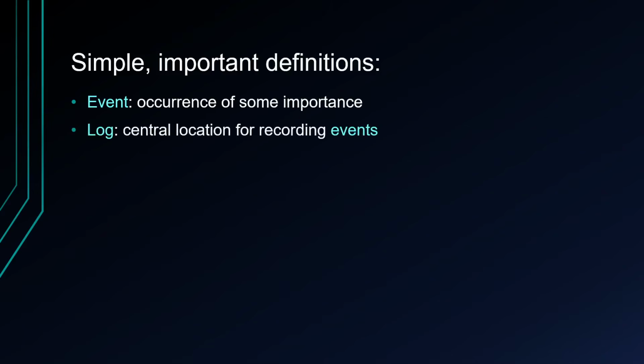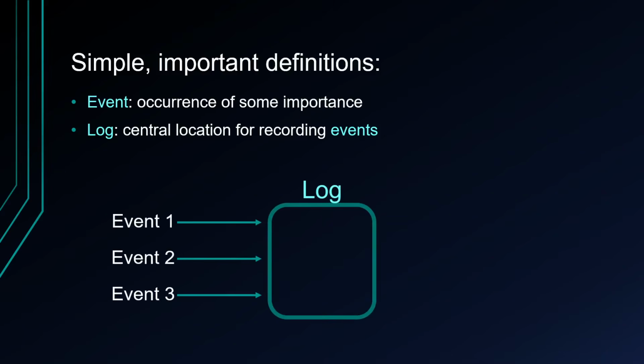So an event is an occurrence of some importance, and a log is a collection of related events. You see here in this example, put in the format of a picture, the log collects events 1, 2, and 3 and puts them in a central location. So let's look at some real-world examples here.